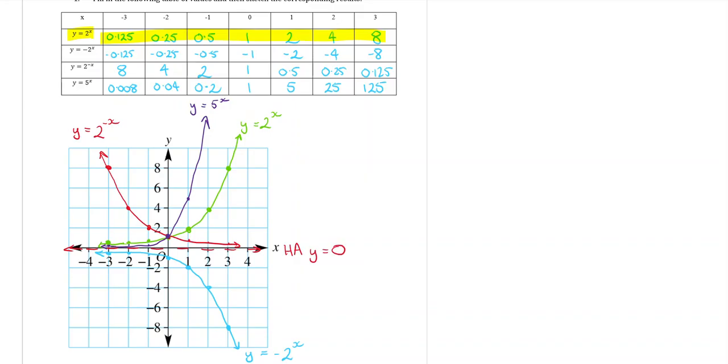So all exponential graphs have an asymptote. It is possible to move it, but we're not doing that in our exercise today. We are just keeping that asymptote on the x-axis, so it will always be at y equals 0.